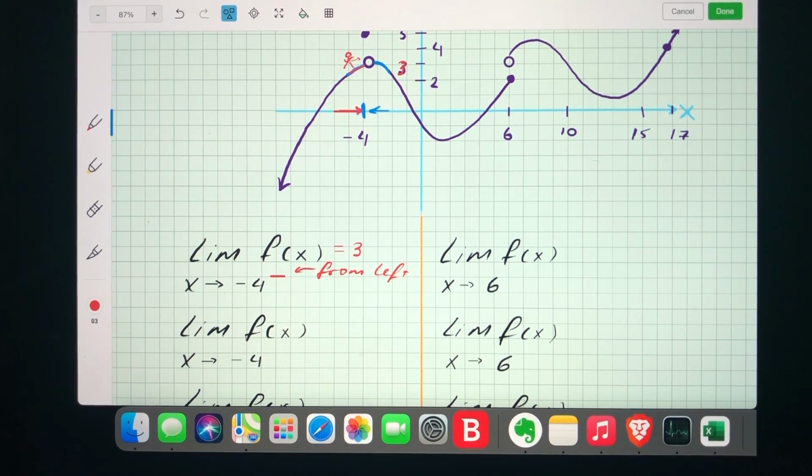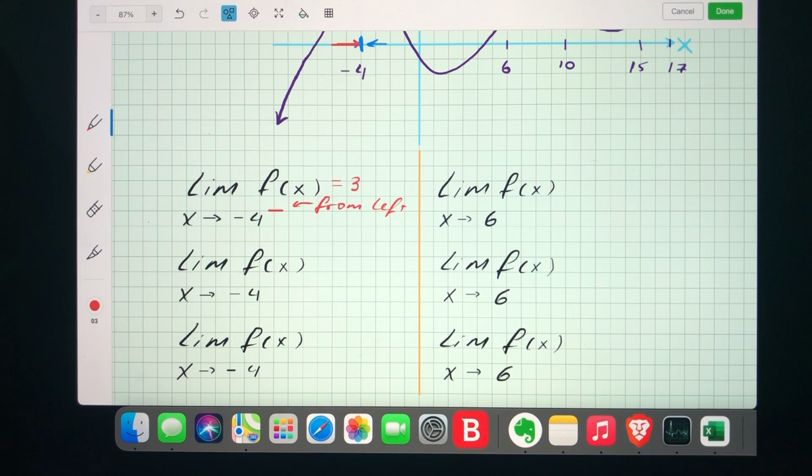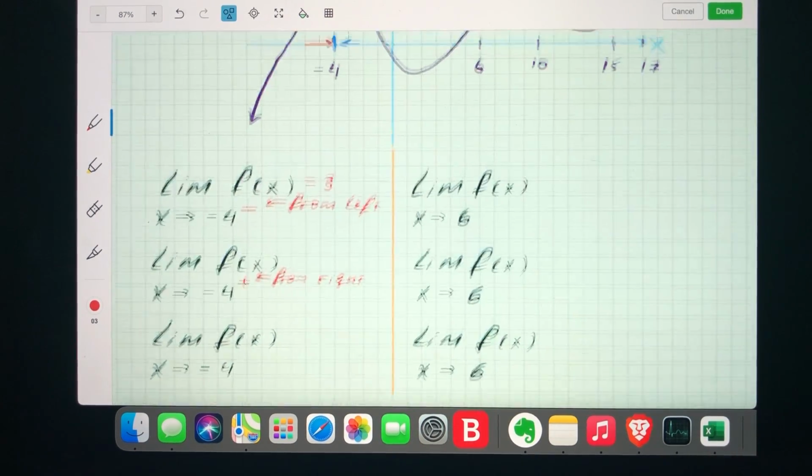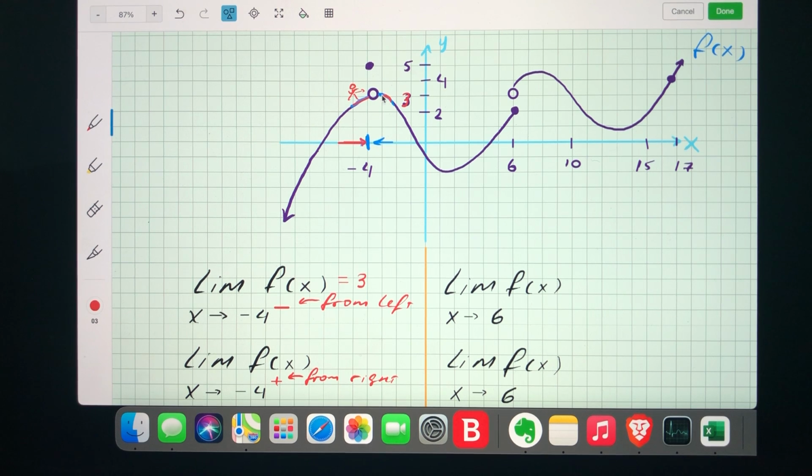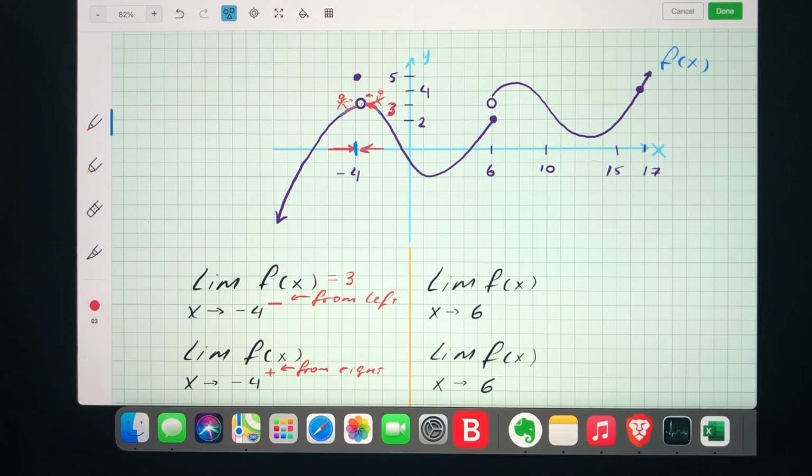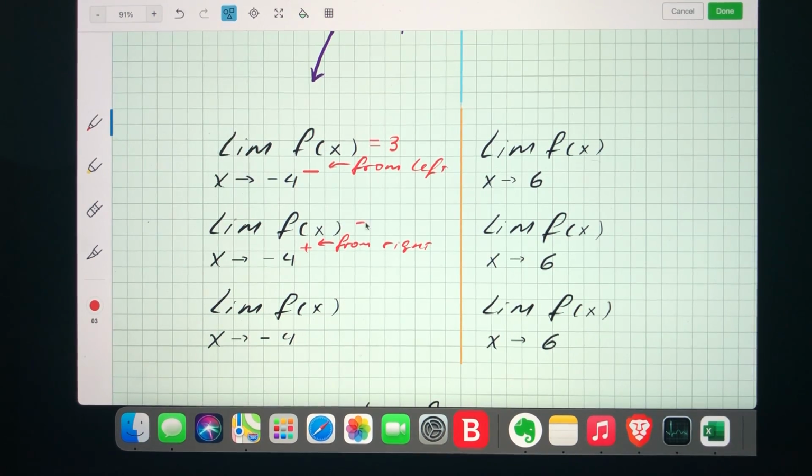Now, from the right side, we abbreviate it as a little plus. So the plus means from the right, and now we're moving on the same curve but only from the right side, and are asking ourselves, as we're getting really close to the -4 on the x, what is the height becoming? And the height is getting really close to 3. Again, we're not asking at that point, we're only asking very close to it, and that answer again is 3. So here, let's put in equals 3.